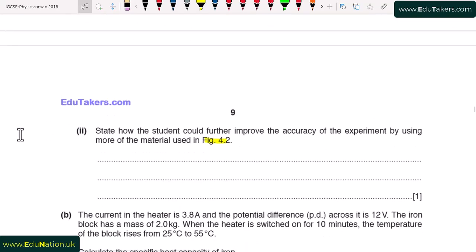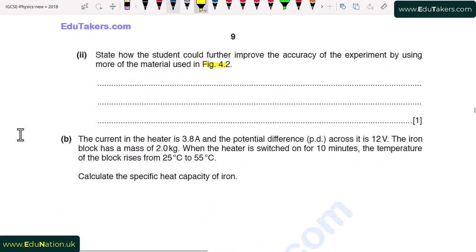So I write here, put insulation on the top of block.